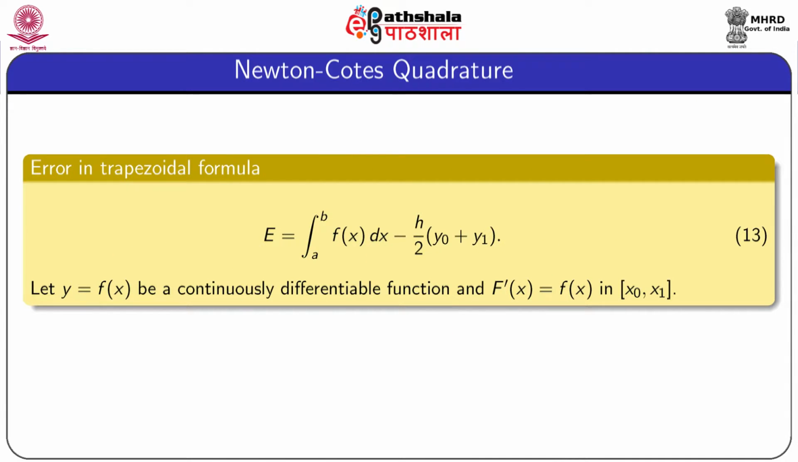The error in the trapezoidal formula is evaluated by equation 13, E equal to integration a to b f(x) dx, which is the exact value of the integration, minus h by 2 into y0 plus y1, which is the approximate value obtained by the trapezoidal formula. So the difference between the exact value and the approximate value gives the error. To evaluate the error of the trapezoidal formula, we assume that there is a function capital F such that F prime x equal to f(x) within the closed interval x0 comma x1. F prime x is the first derivative of F at the point x.